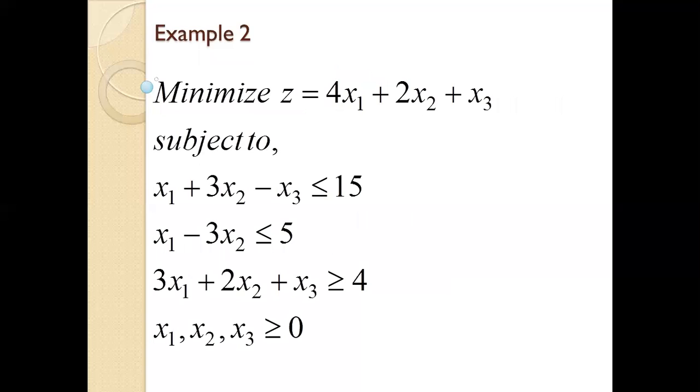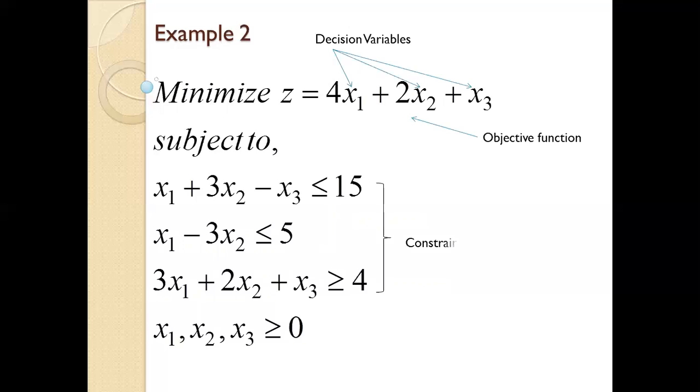Let us take another example. Here we have three decision variables x1, x2, and x3. Here also we have an objective function, constraints, and non-negativity. Here the objective is to minimize the function z. Therefore we say this is a minimization problem. The previous problem was a maximization problem. Here we have three constraints. And this is the non-negativity part.